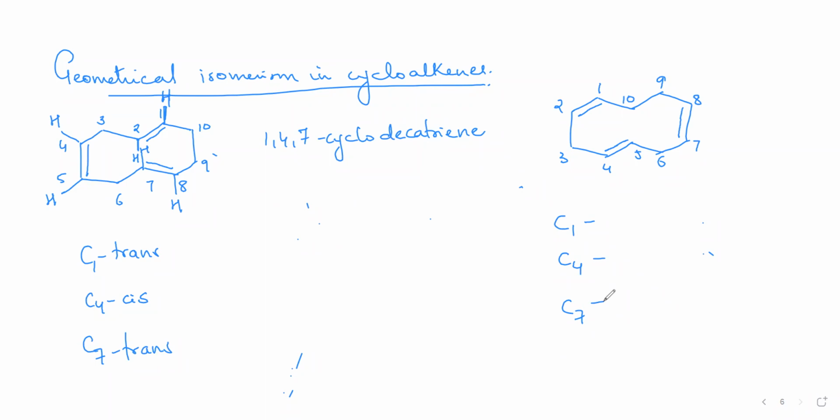C1 is cis. Yes, C1 is cis. C4 is trans. And again cis. So what type of isomers are these? Can I say they are geometrical isomers? Are you all understanding? Yes.